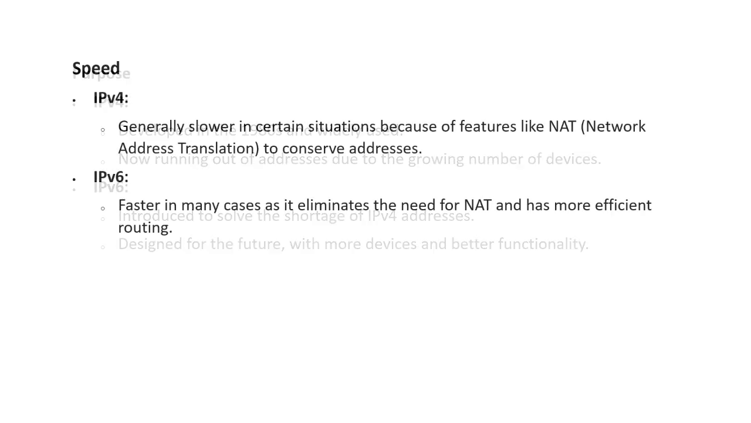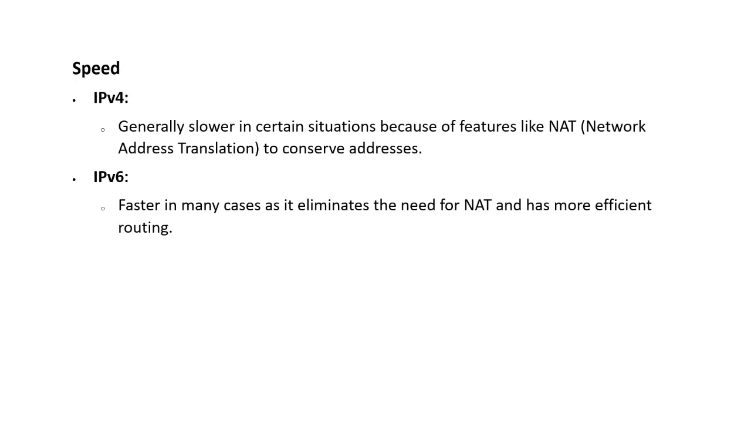3. Speed. IPv4 is generally slower in certain situations because of features like NAT, network address translation, used to conserve addresses. IPv6 is faster in many cases as it eliminates the need for NAT and has more efficient routing.